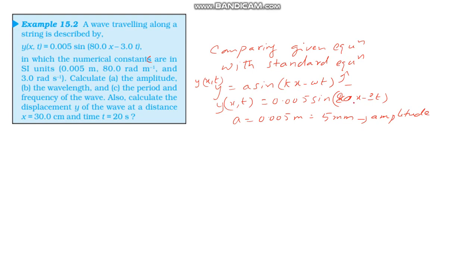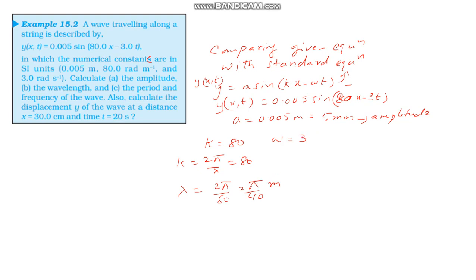Now kx and 80x, that means k is equal to 80 is what is given, and omega t, 3t, omega is equal to 3, simply by comparing. Okay, now what is k? k is equal to 2 pi by lambda, which is equal to 80. In the question they are asking you wavelength. So wavelength lambda will be 2 pi by 80 or pi by 40. Units will be, you are in SI unit, so this will be meters.